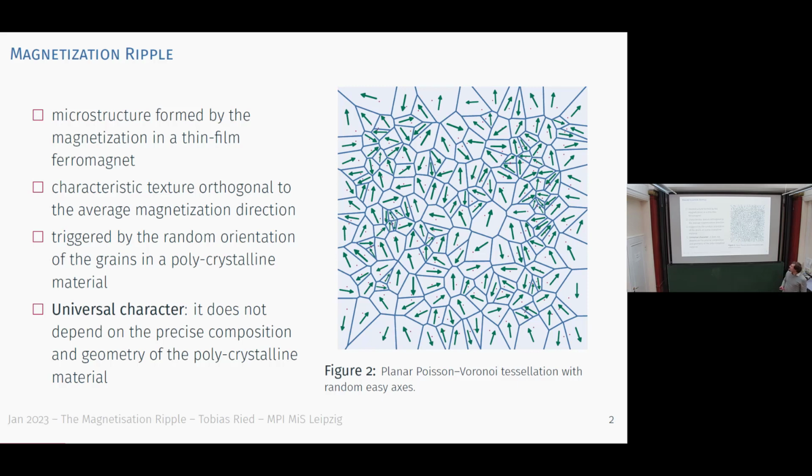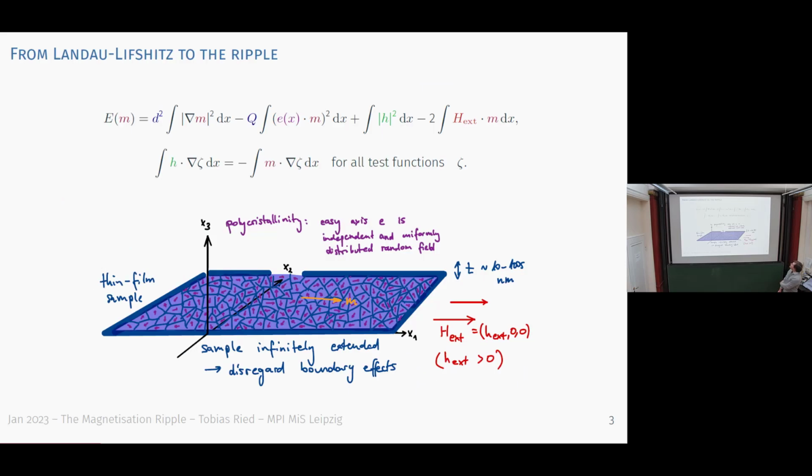What I want to focus on today is the universal character of the ripple, in the sense that it doesn't really depend on how precisely your material looks like, how the grain distribution looks like, but the ripple itself presents this universal character. We'll see this picture again, which is a typical model which we have in mind for polycrystallinity. Let me, in a few slides, briefly explain, we've seen the Landau-Lifshitz functional already, how to derive heuristically an energy functional which is suitable to describe this ripple phenomenon.